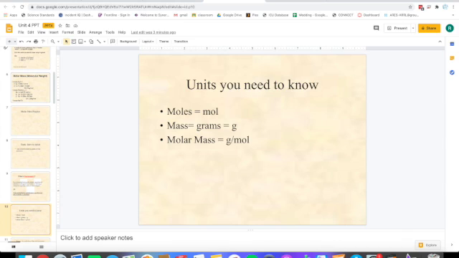Units you need to know for this: moles is MOL, mass we're going to be talking about in grams, which is a G, and then molar mass is always grams over moles or grams per mole.